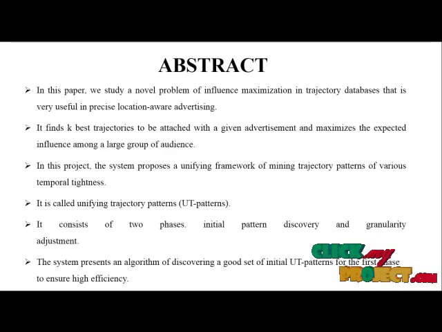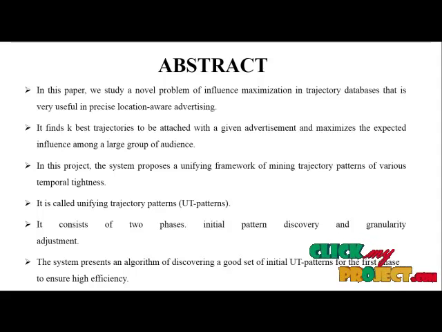In this paper we study a novel problem of influence maximization in trajectory database that is very useful in precise location-aware advertising. It finds k best trajectories to be attached with a given advertisement and maximizing the expected influence among a large group of audience.